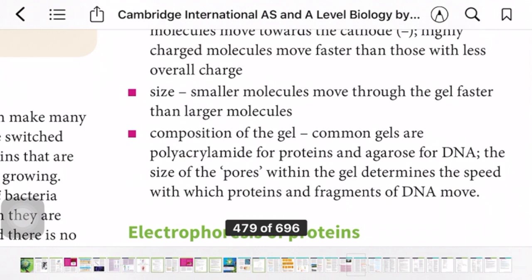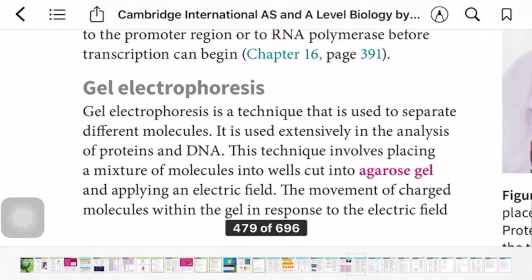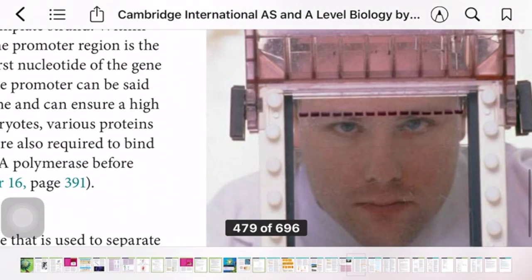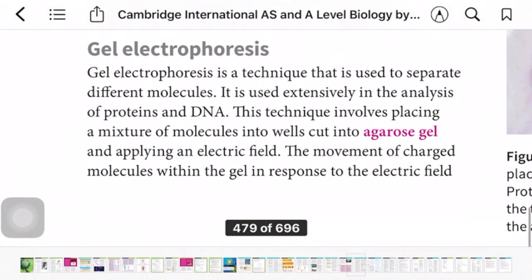Composition of gel. Common gels are polyacrylamide for proteins and agarose for DNA. The size of the pores within the gel determines the speed with which proteins and fragments of DNA move. This is very simple. Let me explain it first.